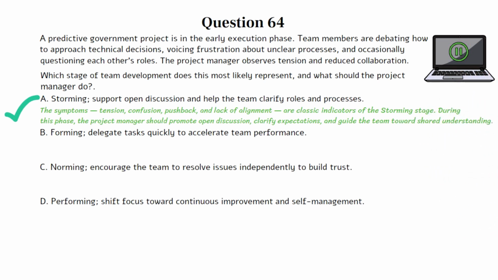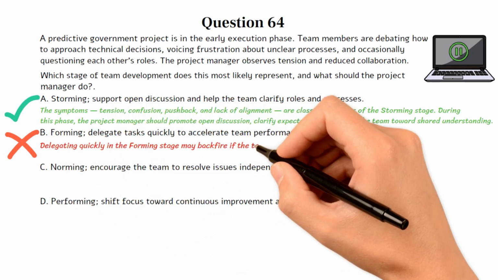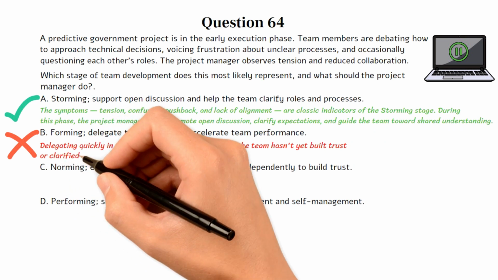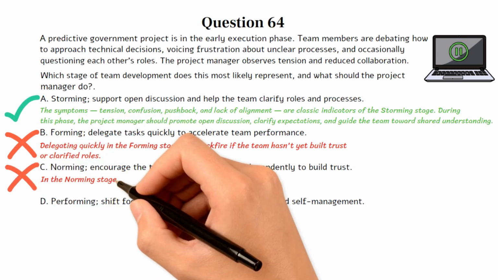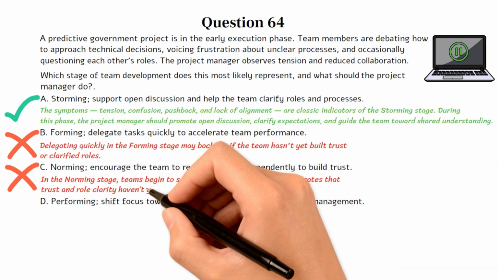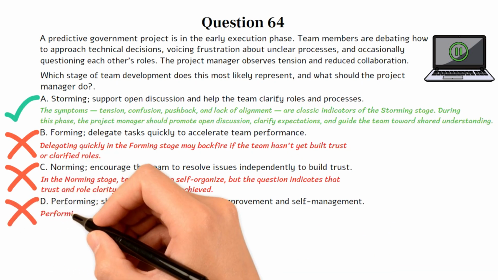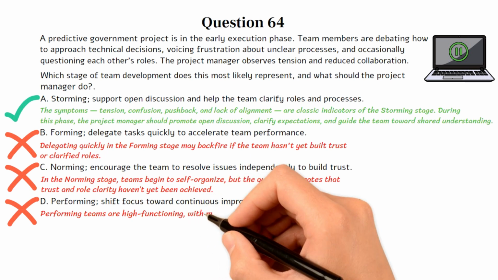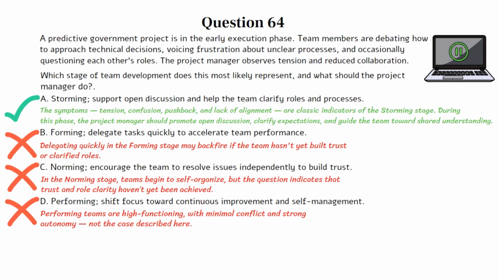Choice B is incorrect. Delegating quickly in the forming stage may backfire if the team hasn't yet built trust or clarified roles. Choice C is incorrect. In the norming stage, teams begin to self-organize, but the question indicates that trust and role clarity haven't yet been achieved. Choice D is incorrect. Performing teams are high-functioning with minimal conflict and strong autonomy, not the case described here. Let's move on to the next question, if you're ready.